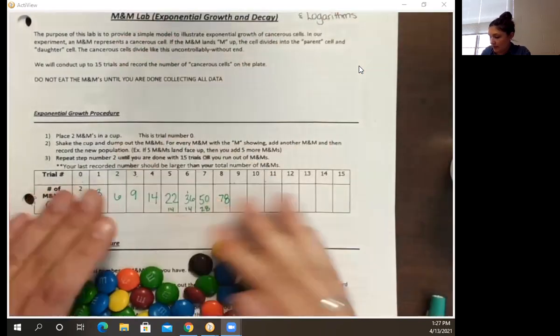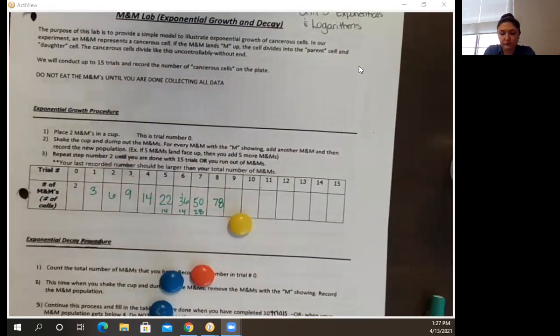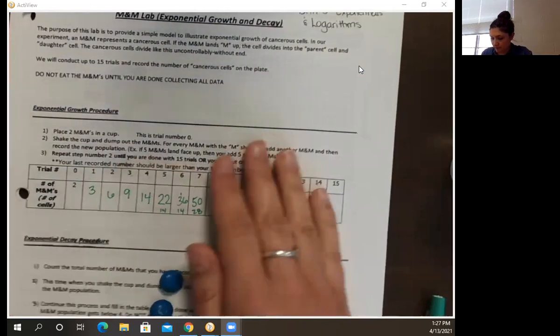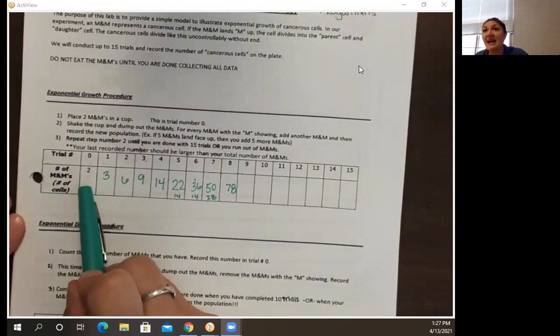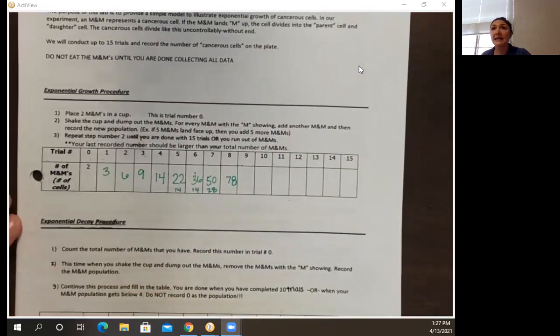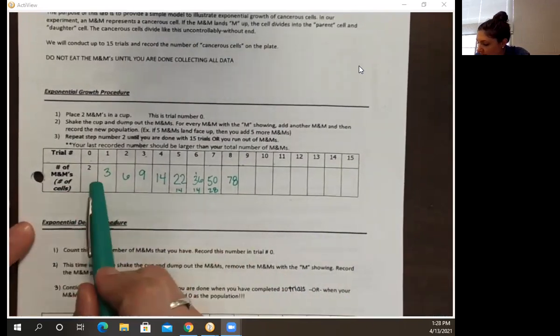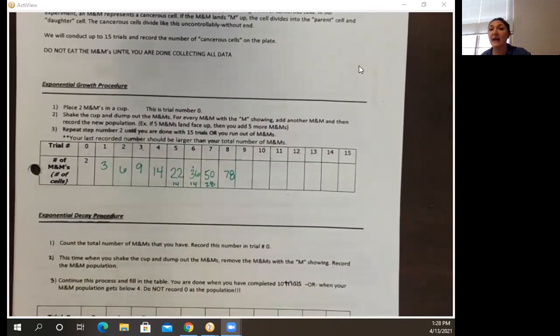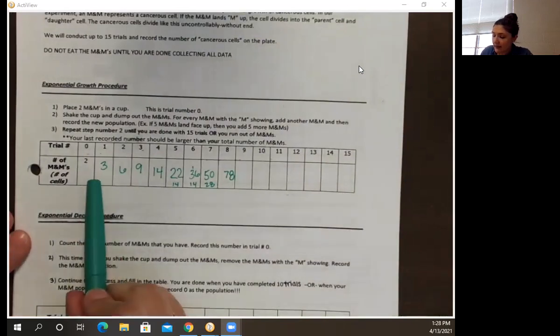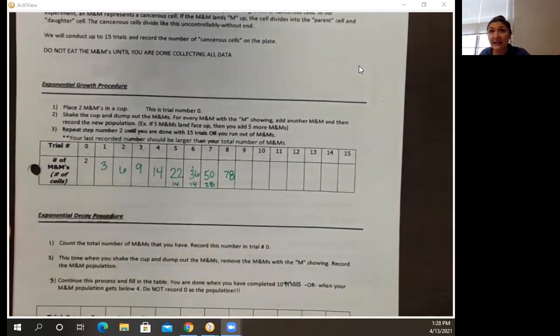I'm going to put these off to the side for now. Let's take a look at our data for just a second. So we started with 2 M&Ms, and every time that we dumped out the cup and had an M side up, we added that number to our cup. And so our last trial would have had 78 M&Ms in our cup. Since I don't have 78 M&Ms, we'll have to stop there. We don't know what would happen beyond that, but 8 trials is not too bad. So we're seeing that the number of M&Ms that we had increased each time.